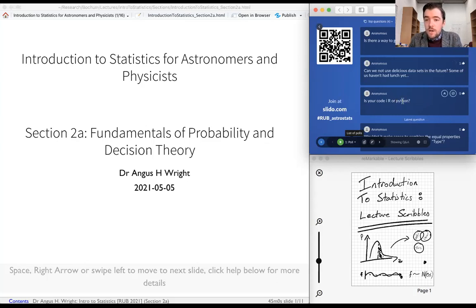The code that I showed there was all R. As I said in the first lecture, I'm very happy to give you examples of how you create these sorts of plots in Python, using examples like I had in the zeroth lecture. If that's something you would like, please just give me that feedback and I can make those things for you.